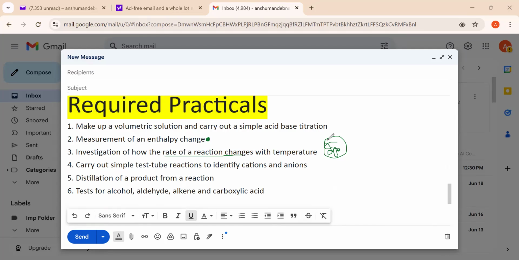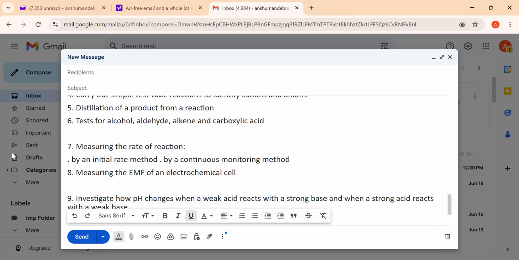Catalyst MnO2 might be tested for H2O2 reactions. Carrying out simple test tube reactions to identify cations and anions, right? Distillation of a product from a reaction, right? This bit is also important, right? Yeah, test of alcohols, as I've linked this part also. The testing of an alcohol, right? Means if it is a primary alcohol, secondary alcohol, tertiary alcohol.